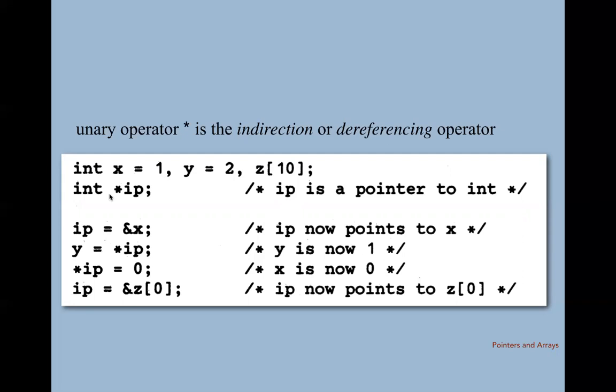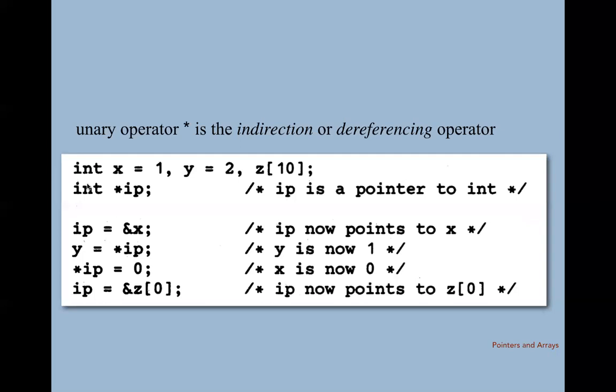Now we have a pointer variable called ip. ip is going to point to an integer value. This is what int asterisk ip says. That is, ip will hold the address of an integer variable, or ip is a pointer to an int. All these are the same. So int asterisk ip is one way of declaring a pointer variable. It says ip is a pointer variable which will hold the address of an integer variable.